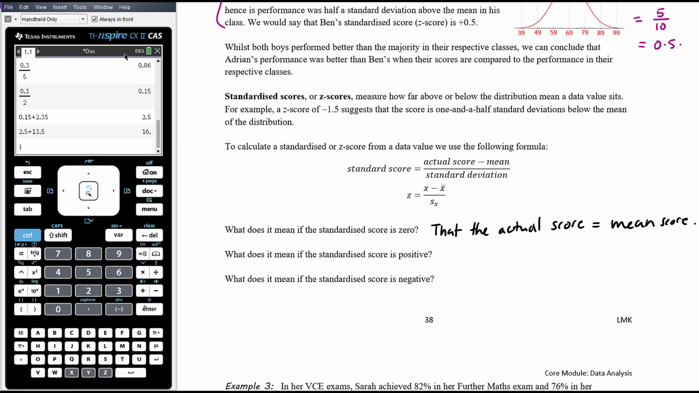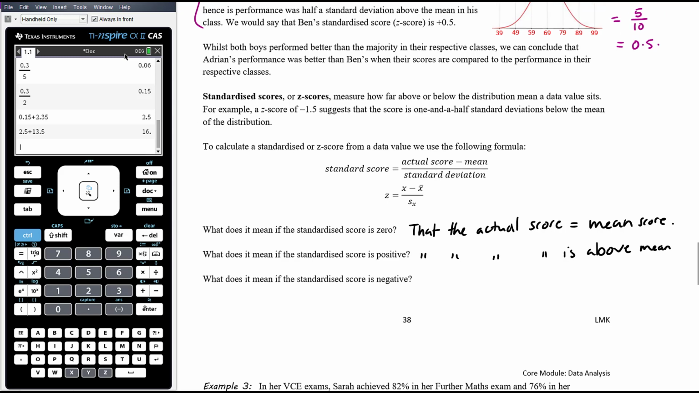What does it mean if the standardized score is positive? If you have a positive standardized score, that tells you that the actual score is above the mean. Whereas if we have a negative standardized score, that means the actual score is below the mean.